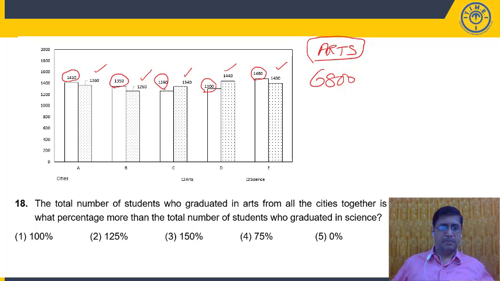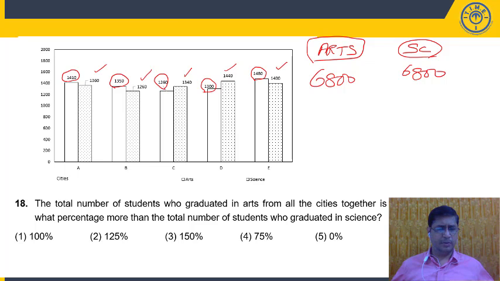66 plus now the remaining values 60, 120, 160, 200. So 66 plus 200, it is 6800. So what about the science? Science is also 6800. So what we need to find is the percentage.